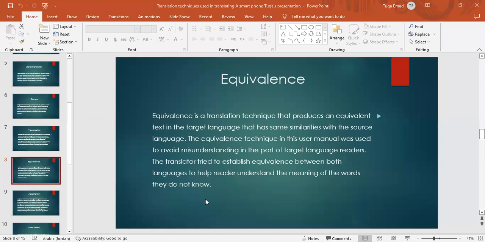Equivalence is a translation technique that produces an equivalent text in the target language that has the same similarities with the source language. The equivalence technique in this user manual was used to avoid misunderstanding on the part of target language readers. The translator tried to establish equivalence between both languages to help readers understand the meaning of the words they don't know. Equivalence means describing the same situation by different stylistic or structural means.